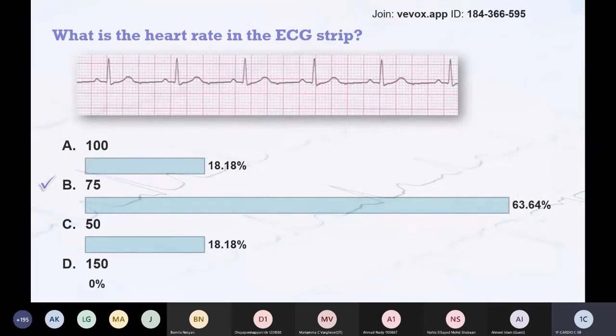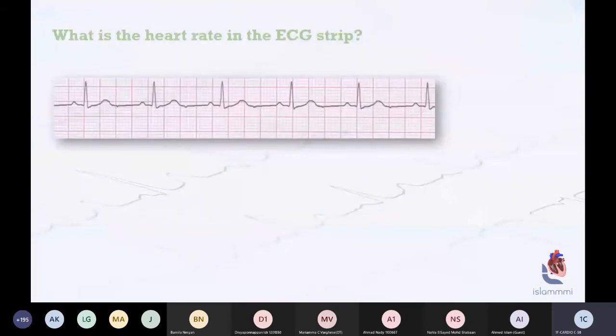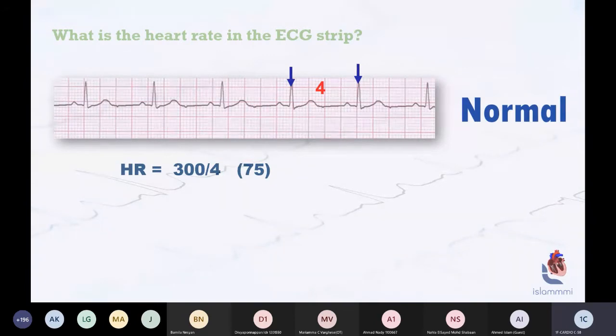So I'll give you the explanation. It is the same way. As long as this is a regular strip, we have to use the first method. How can we use the first method? We locate one R wave on the heavy red line, then we see the next one, then we calculate how many boxes are in between, and then 300 divided by 4, so it's 75. Now we are going to the next question.